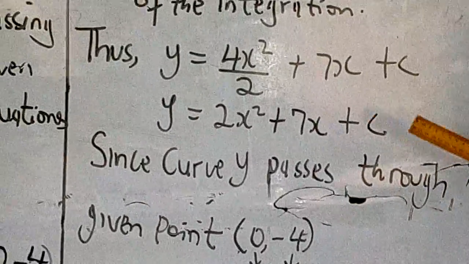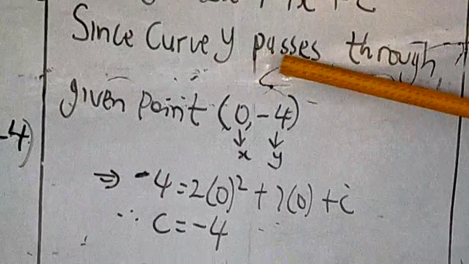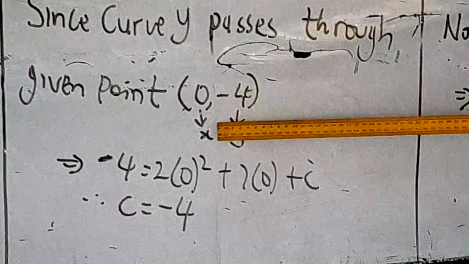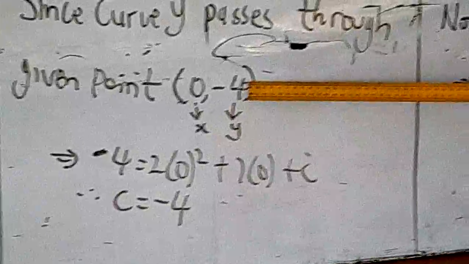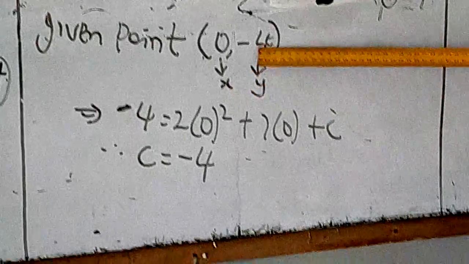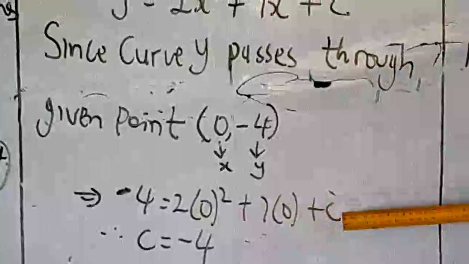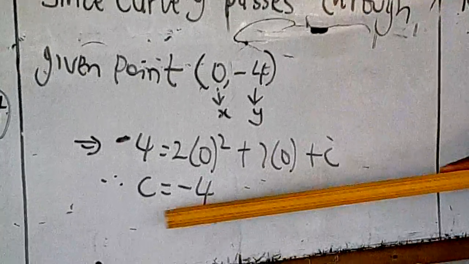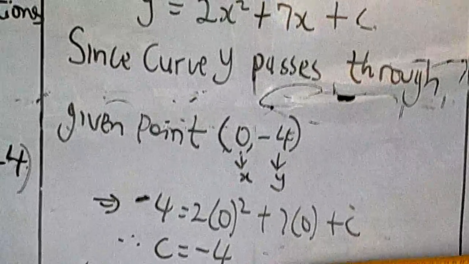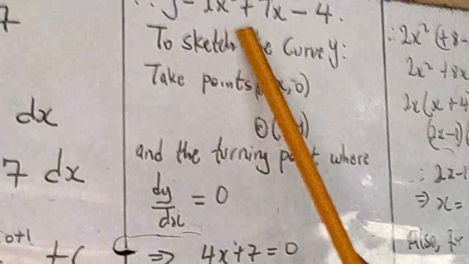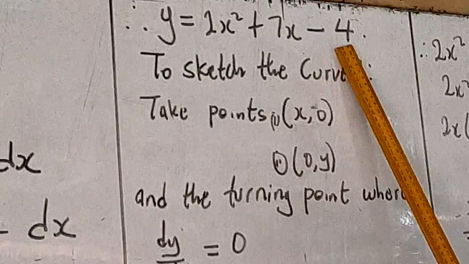How do we find c? Since the curve y passes through the given point (0, -4), that means the value of x at that point is 0 and the value of y is -4. Substitute these values into this equation. From there, we get our arbitrary constant as -4. Therefore, substituting -4 for c, we have y = 2x² + 7x - 4.